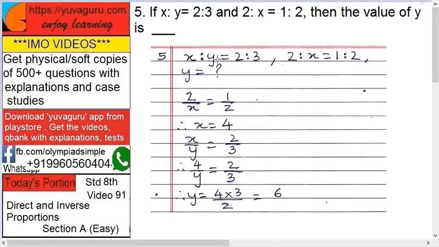Now put this value of x in the first equation. x upon y equals 2 upon 3. Therefore 4 upon y equals 2 upon 3. Therefore y equals, cross multiply, 4 3s are 12 upon 2, 6. y equals 6. That's the answer.